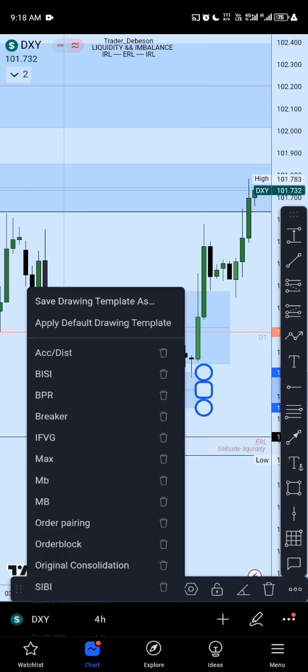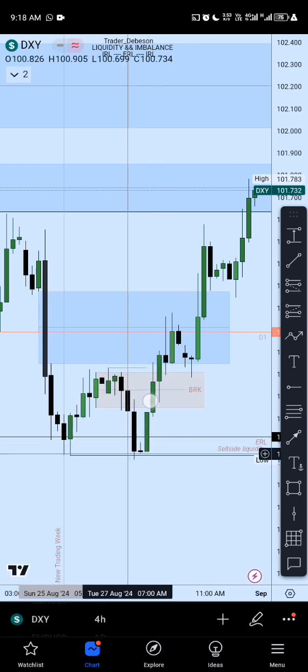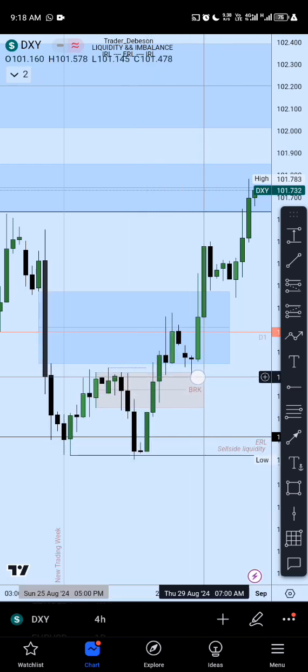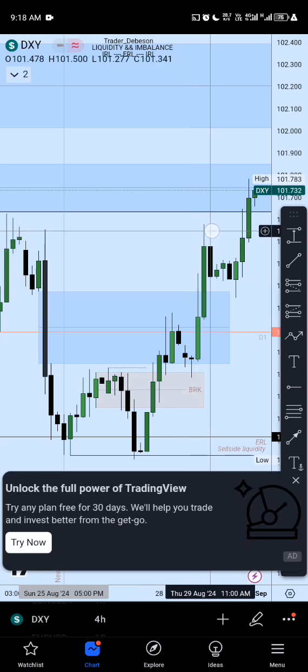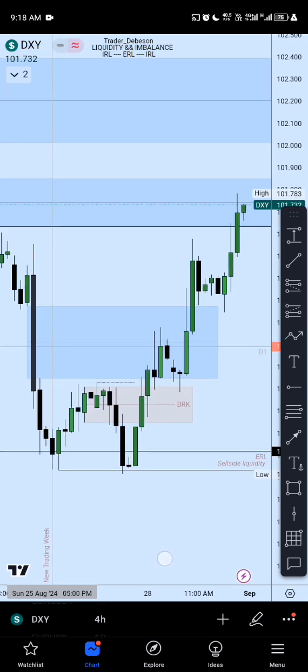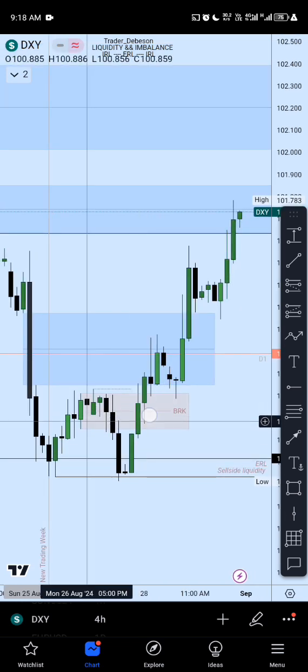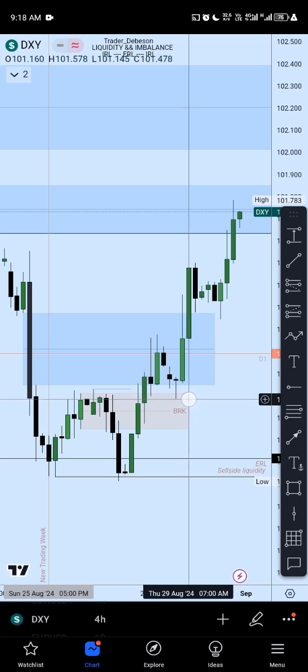So that's the highest bodied candle there, the candle that has the highest body. I love the body there. That is just it. So price trades down, taps into it, then reverses and moves in the opposite direction. So this newly formed PD array confirms the bullish trend.